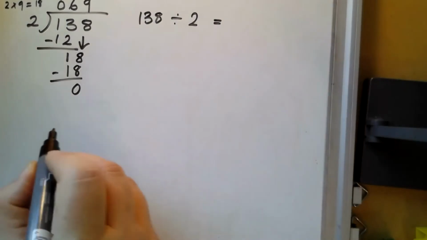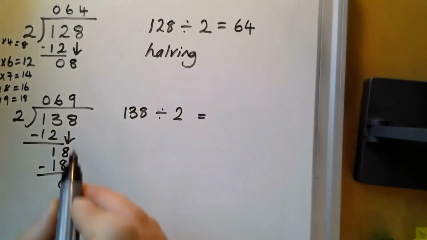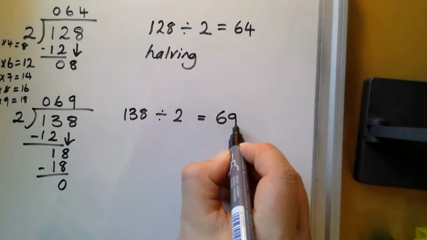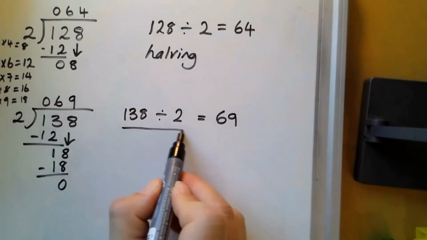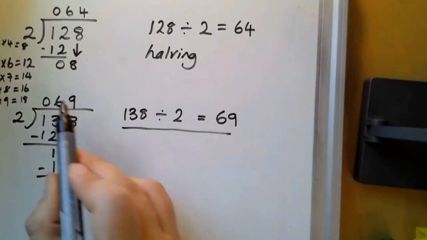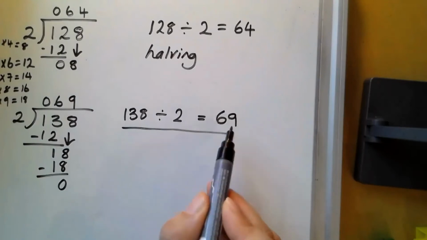Let's look at something divided. Oh, sorry, I completely forgot to write the answer here. 138 divided by 2 is 69. You need to be able to write that in full because you can't just leave it at the top here. This is the answer, but it needs to be put at the end just here.